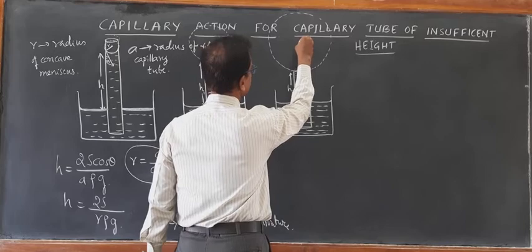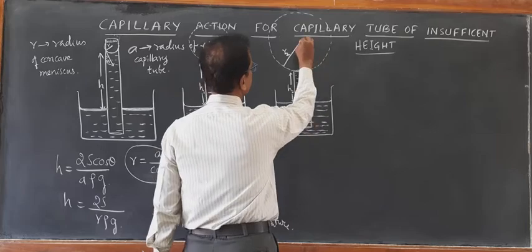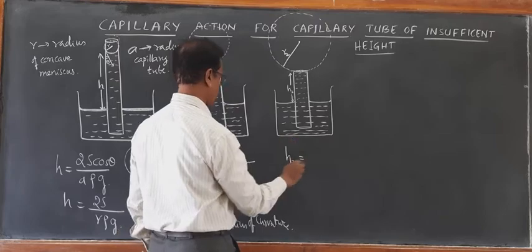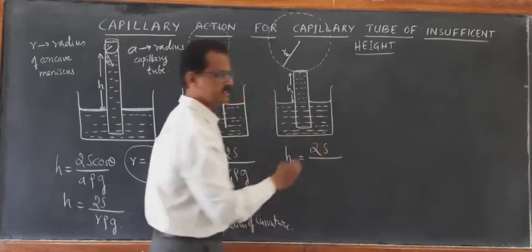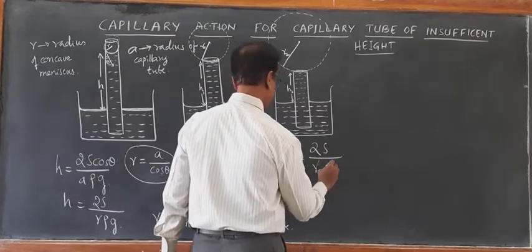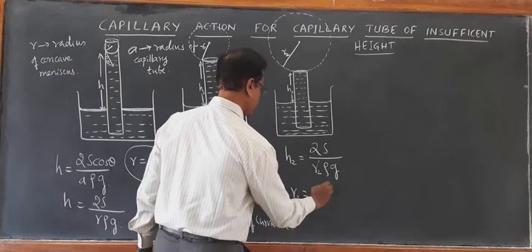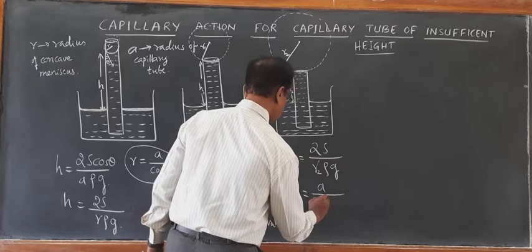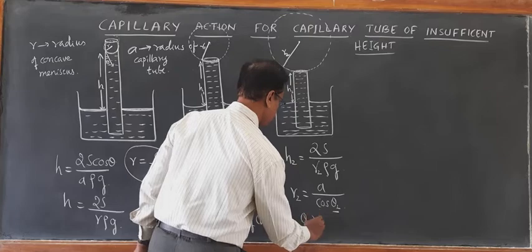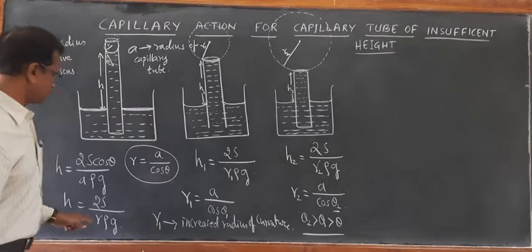So if you take this one as r2 for height h2, this is the radius of curvature r2, then I can write h2 for this shorter height as 2s, where s is the surface tension constant, divided by r2 rho g. So here in this case r2 is again a upon cos theta 2. Again, theta 2 is greater than theta 1. Theta 1 is greater than theta.